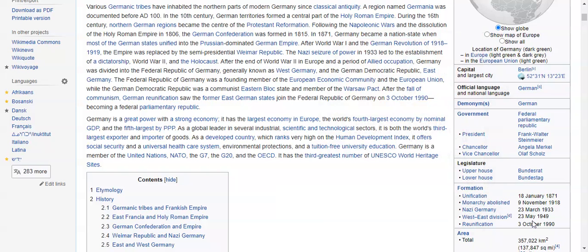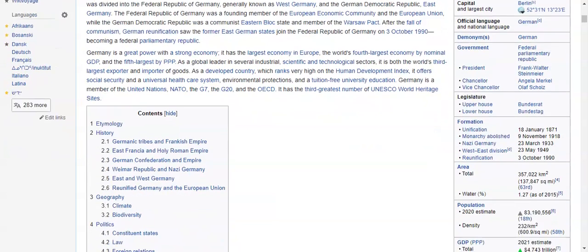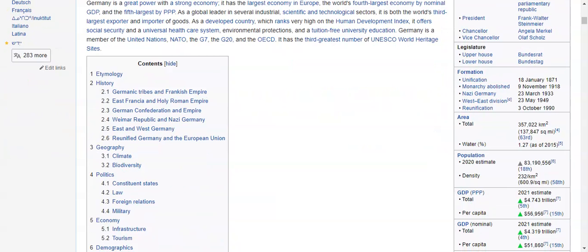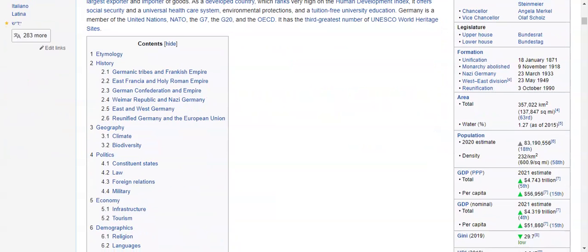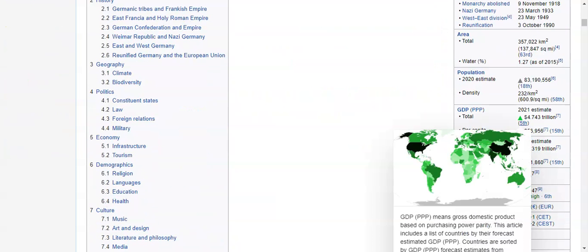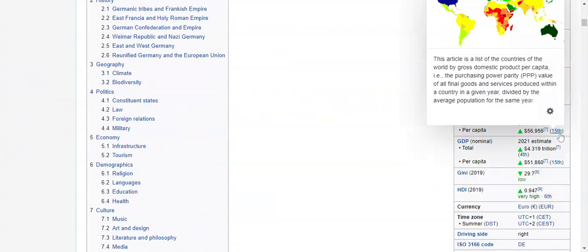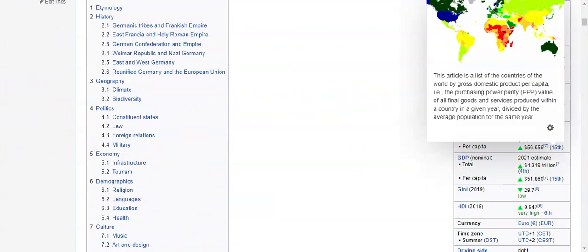West East divide 23rd May 1949. Unification 3rd October 1990. As you can see, the 20th century was pretty busy. A lot of things happened in the 20th century, especially for Germany. Let's see more. The GDP is the fifth highest in the world with 4.743 trillion. The per capita is not so high yet, but still pretty high at 56,956, at least higher than Portugal, Ukraine, and the Balkans.